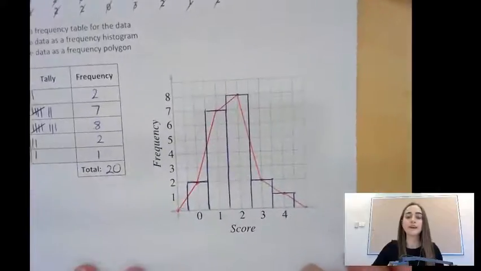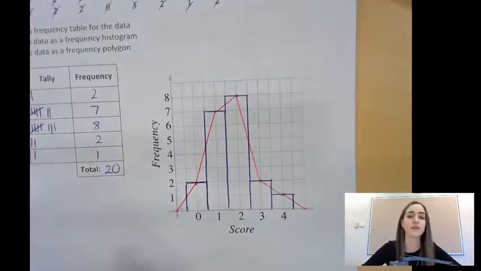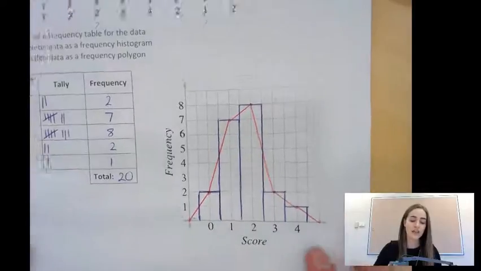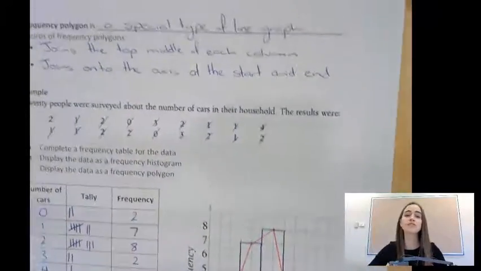Alright, so in blue there is our frequency histogram, and in red is our frequency polygon. So that's having a look at how we can draw tables, histograms, and polygons from a data set.